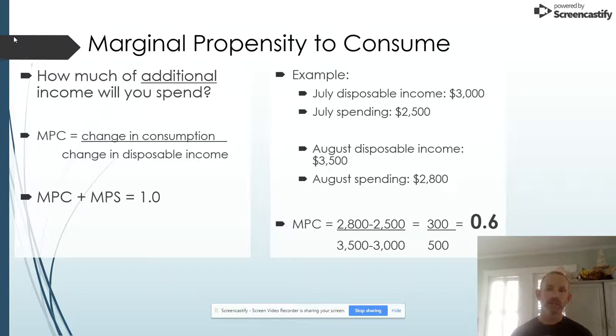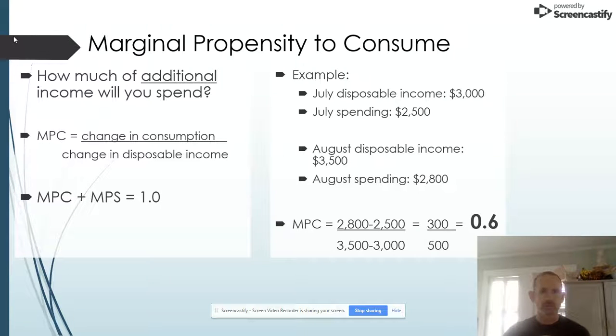So MPC is the change in consumption, so that's $2,800 minus $2,500, so that's $300. My consumption went up by $300 when my income went up by $500. So if you divide those, you get 0.6. So basically that says that when I get additional income, I tend to spend 60% of it and save 40%.